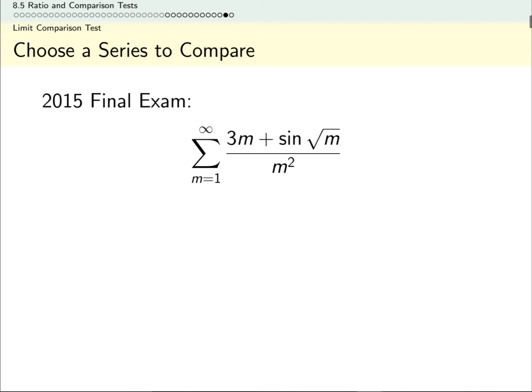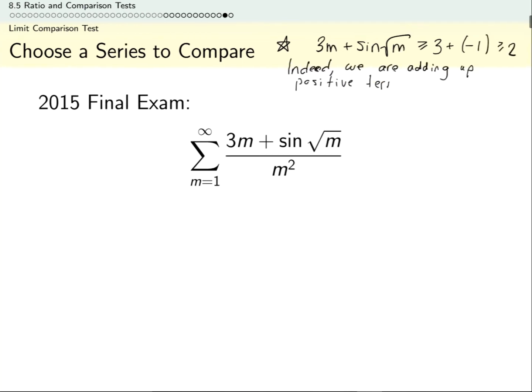Just like last time, we want to make sure that we're even in the right neighborhood to use the comparison test. Comparison test only works when our series have positive terms. So let's make a little note up here. m starts at 1, so the smallest 3m can ever be is 3. The smallest sine of anything can ever be is -1. So indeed, we are adding up positive terms.